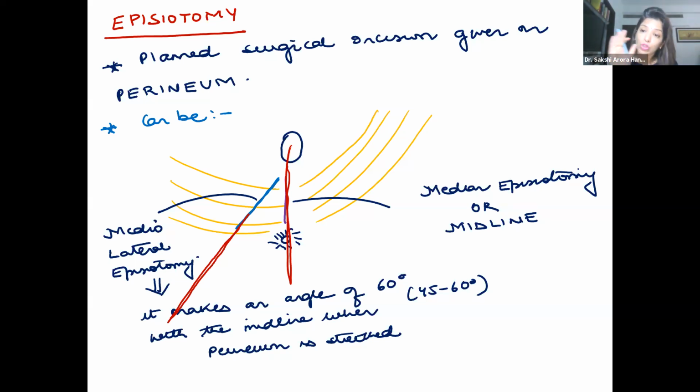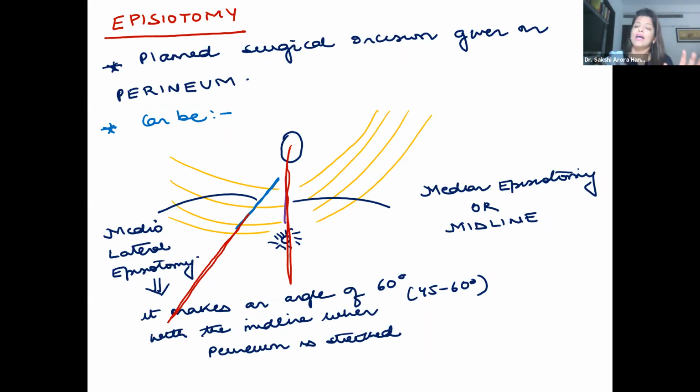But median also has a lot of advantages. Still, it is not preferred because there can be injury to anal sphincter in a median episiotomy. In a mediolateral episiotomy, there won't be injury to anal sphincter. So obviously, one structure which will never get cut in a mediolateral episiotomy is anal sphincter.